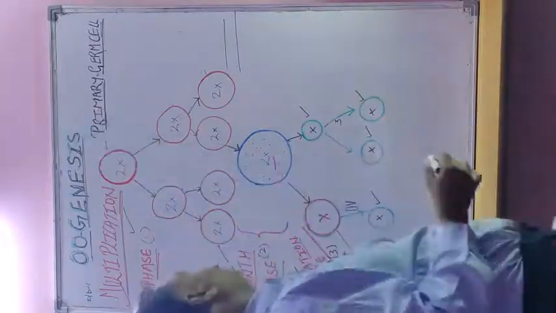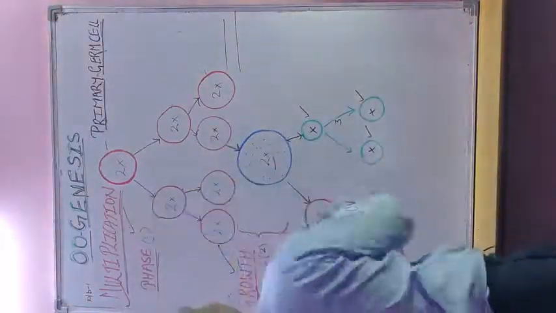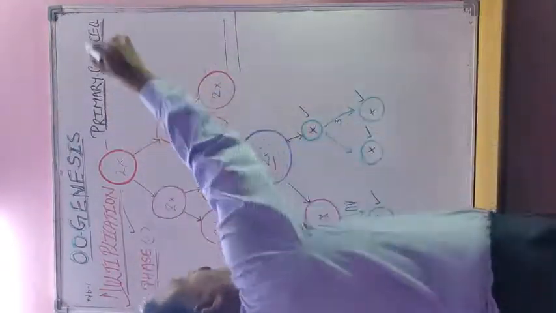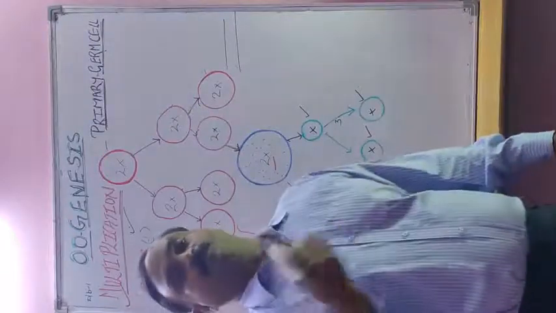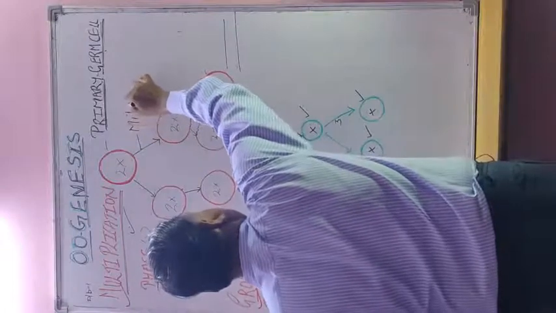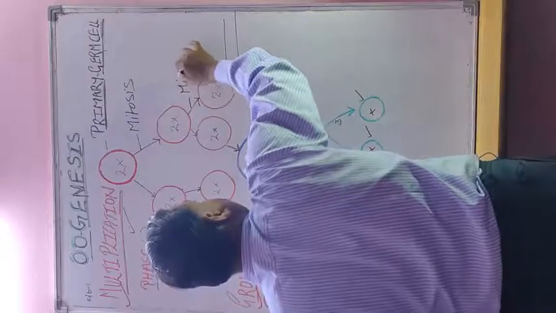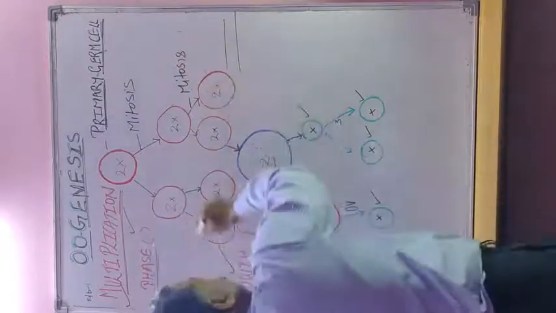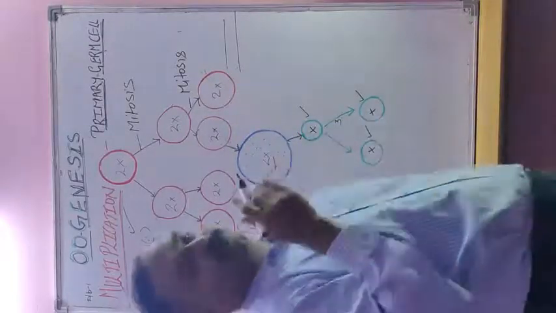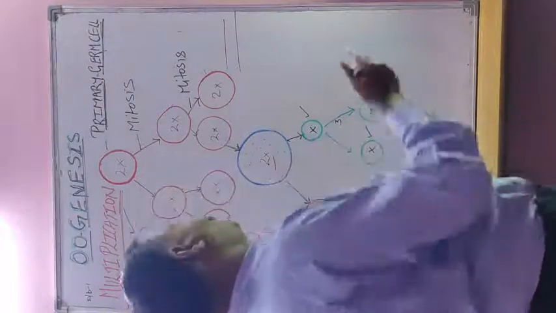So I am starting with oogenesis. Ready? See, the first stage is multiplication. Same thing. Here also you can write either germinal epithelium or primary germ cell. They divide by mitosis division 2 times. Mitosis for how many times? 2 times mitosis to produce 4 daughter cells, and these are called, in spermatogenesis it was called spermatogonia, and here they are called oogonia.